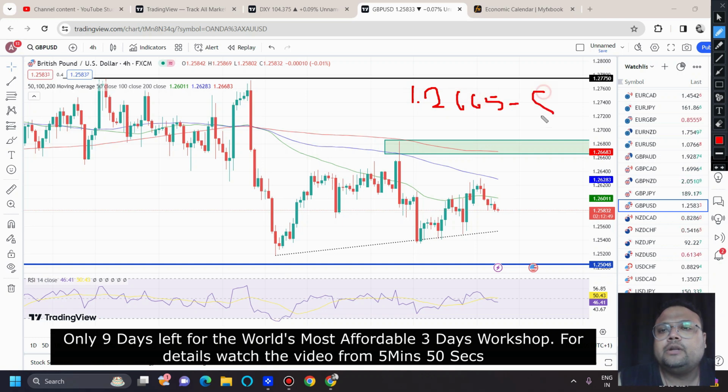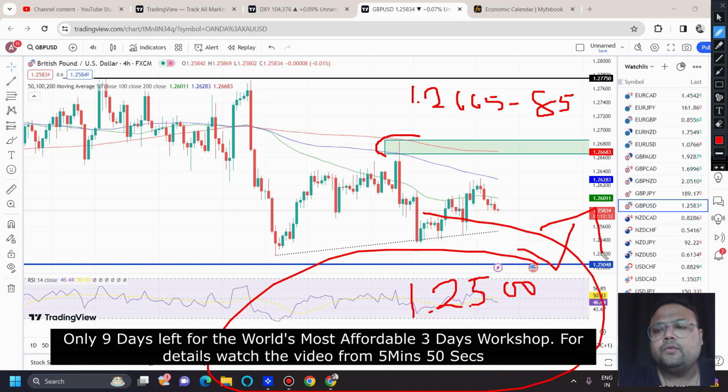1.2665 to 1.2685 is the level where we can look for a sell because of strong price rejection around this area. Along with that, we have the 200 moving average, which is the dynamic resistance, and the support is around 1.2500. So if the market bounces from here, we can look for a buy.